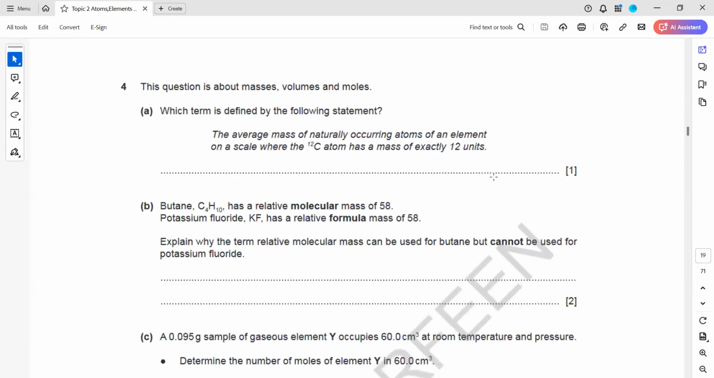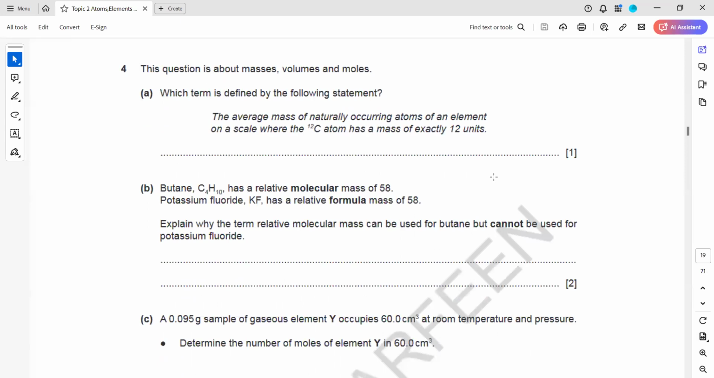This question is about masses, volumes and moles. Which term is defined by the following statement? The average mass of a naturally occurring atom of an element on a scale where carbon-12 has a mass of exactly 12 units. What do we call that? We call that the relative atomic mass, RAM.